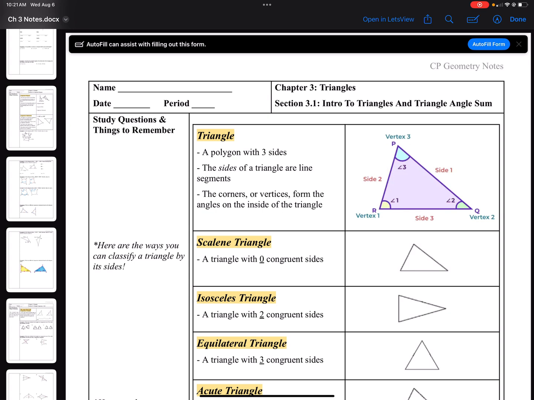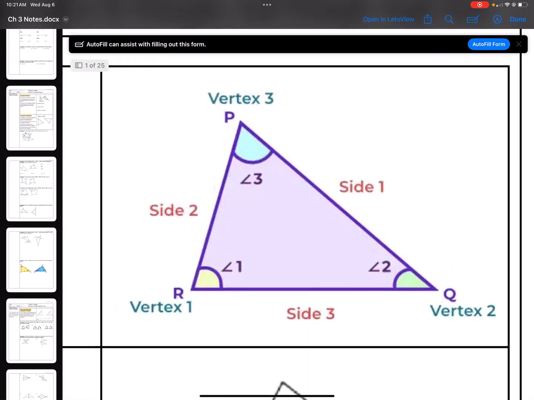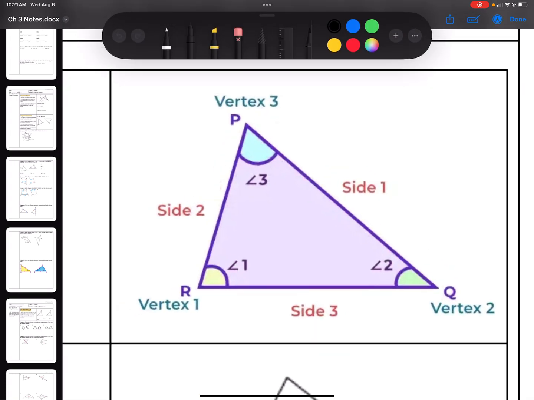Well, real quick recap, a triangle is a polygon with three sides. The sides of a triangle are line segments, and the corners, or vertices, form the angles on the inside of a triangle. So we take a look at this real quick.